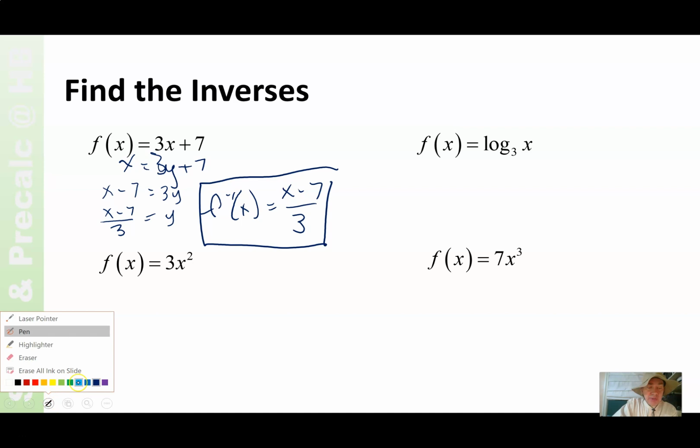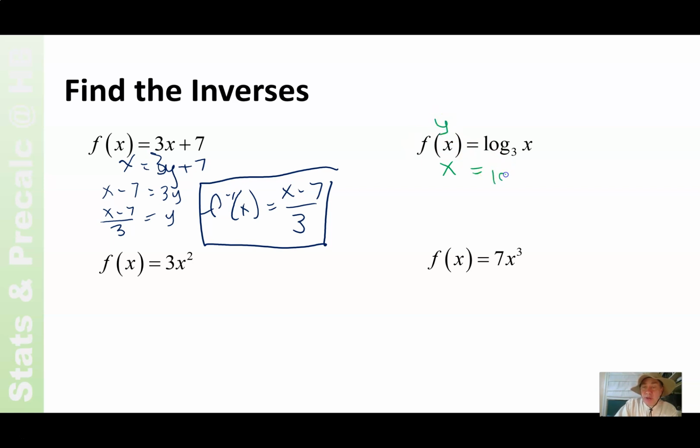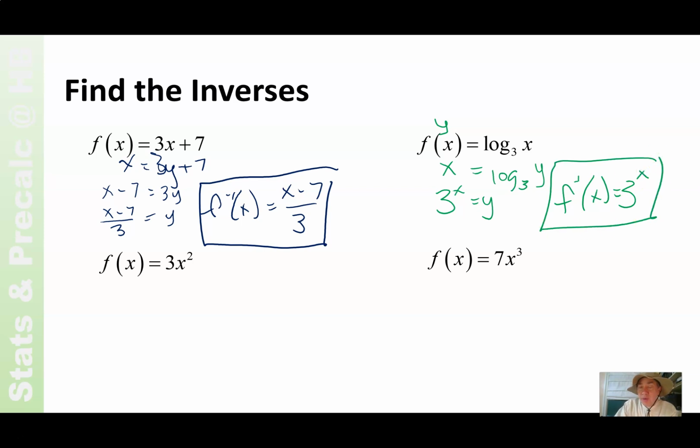What about this one? Switch x and y. This would be the same as y originally. X equals the log base 3 of y. Turn this into an exponential equation. You get 3 to the x equals y. So the inverse of the logarithmic function is an exponential function. Likewise, the inverse of an exponential function is logarithmic, if you remember that.